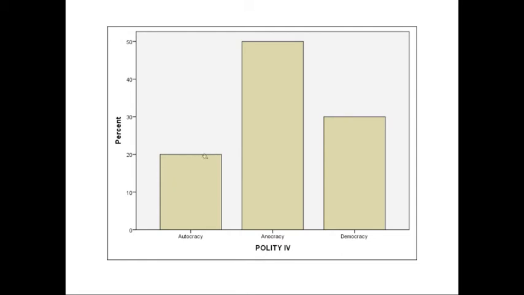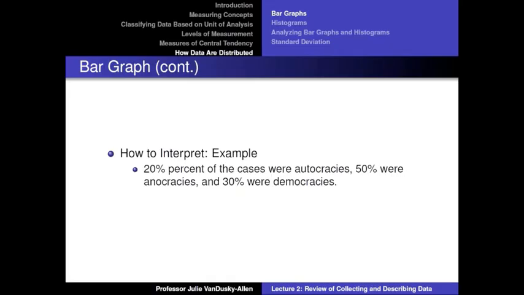20% of the observations were autocracies, so this bar on top of autocracies extends to 20% on the y-axis. 50% of observations were anocracies, so this bar on top of anocracies extends to 50% on the y-axis. And 30% of the observations were democracies, so this bar on top of democracies extends to 30% on the y-axis. To interpret this bar graph, we could simply say 20% of cases were autocracies, 50% were anocracies, and 30% were democracies.